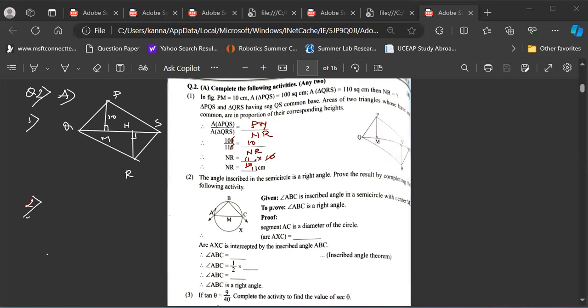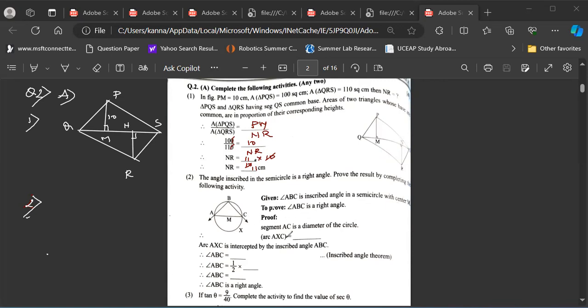So you can see here, given: angle ABC is inscribed in a semicircle with center M. To prove that this angle ABC is a right angle, that is, ABC is 90 degrees. So segment AC is the diameter, children, of the circle given to us.